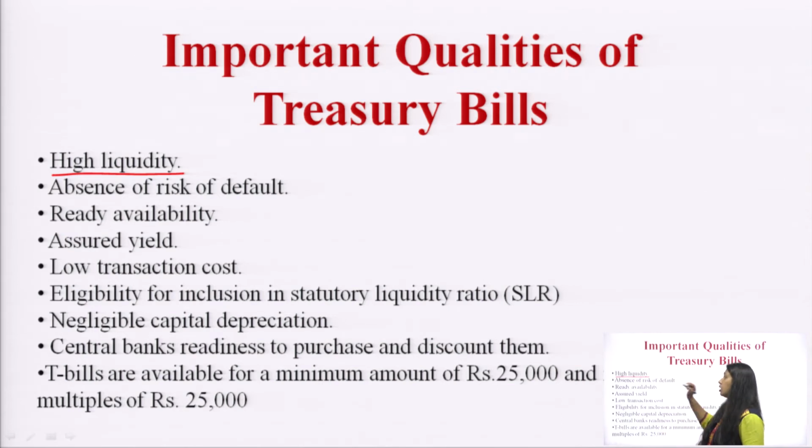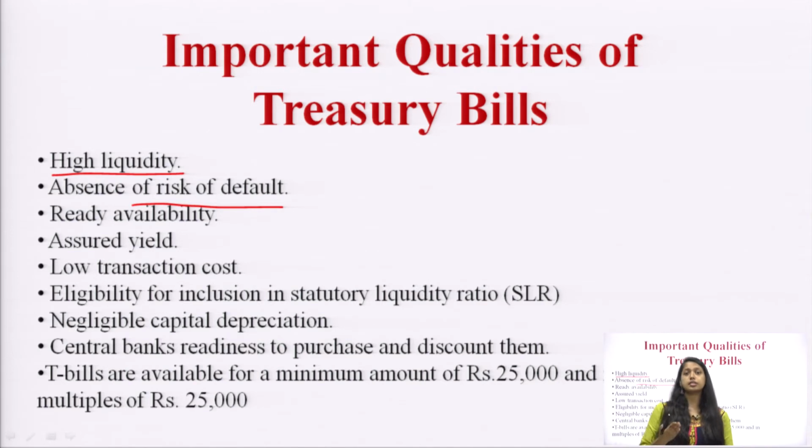And the second is absence of risk of default. Since the government is involved in it, it's a money market, so there are no chances of default. What is the meaning of default? That obviously you would be able to make the payment. There will be no NPA. You don't have to deal with the category of defaults in such cases.